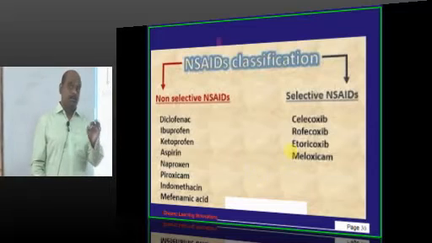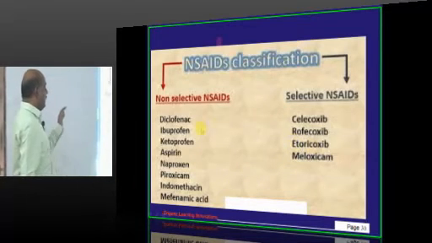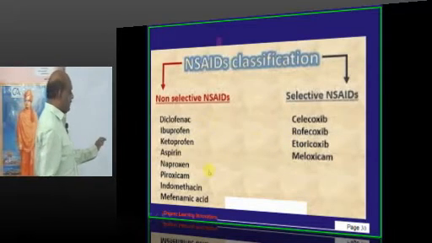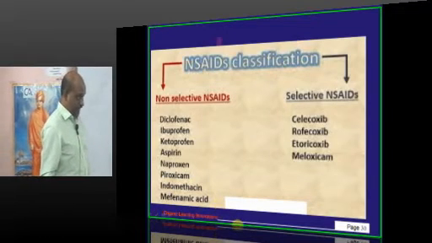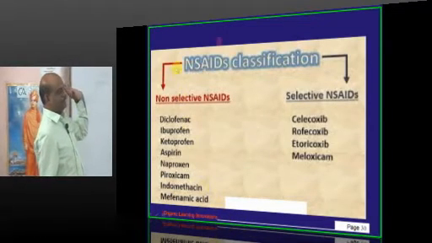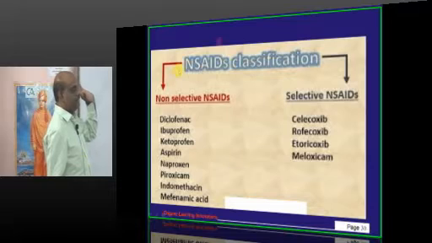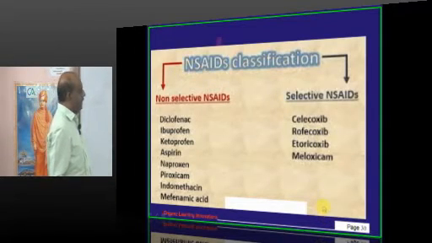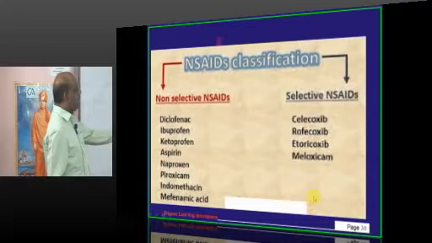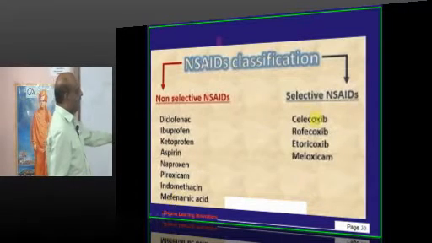So now doctor, diclofenac, ibuprofen, ketoprofen, aspirin, naproxen, piroxicam, indomethacin, mefenamic acid. They are all non-selective. Don't remember. Better remember the smaller list. What is the smaller list? Meloxicam, but not piroxicam, is a selective.